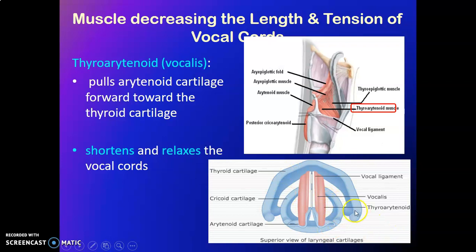So this is your thyroarytenoid muscle. This is your vocalis. Your vocal cords are here. So if this thyroarytenoid contracts, it will contract this way. Okay? Thyroarytenoid, this is arytenoid cartilage, this is thyroid. Muscles contract from the insertion towards the origin. So thyroarytenoid, origin is thyroid, insertion is arytenoid. So you're going to contract this way. So when you do that, you shorten the vocal cords and they tend to relax. But cricothyroid, what was it causing? It was causing lengthening of the vocal cords and tension.